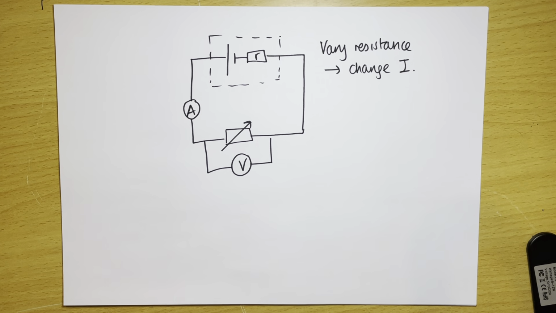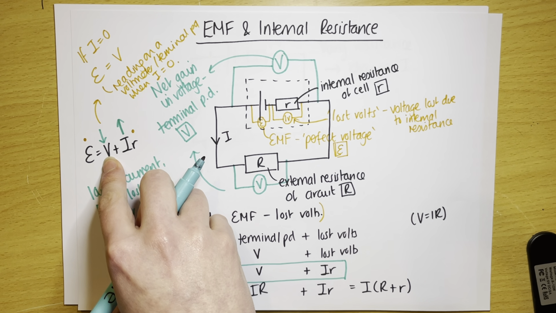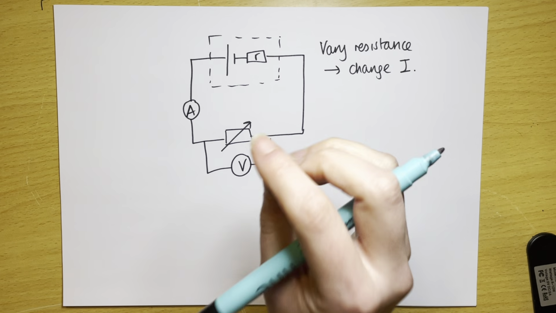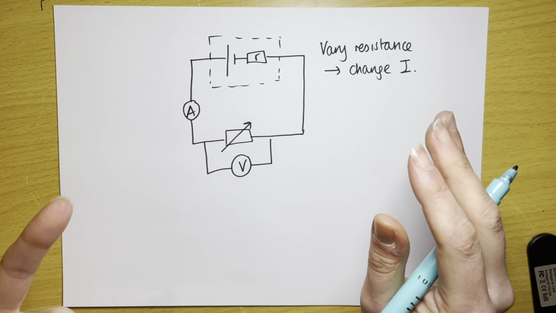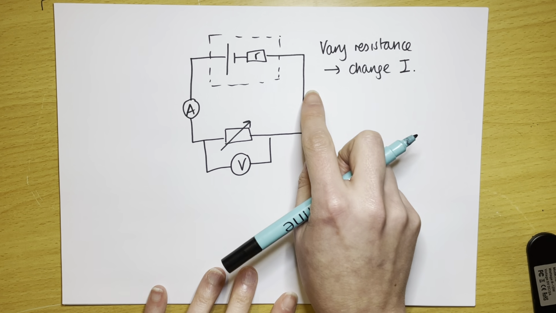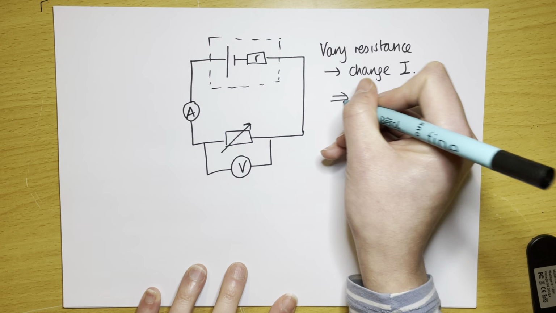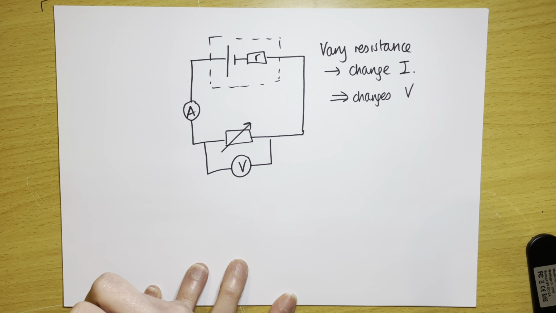And we know from this equation here that if I change the current, I'm also going to change the terminal PD. Normally I would change the power supply, but I don't want to do that here because I'm looking at the internal resistance of a cell, and if I change the cell, then I've changed the internal resistance of it. So I need to keep the same cell. So I vary resistance to change I, and this therefore changes the terminal PD, V.